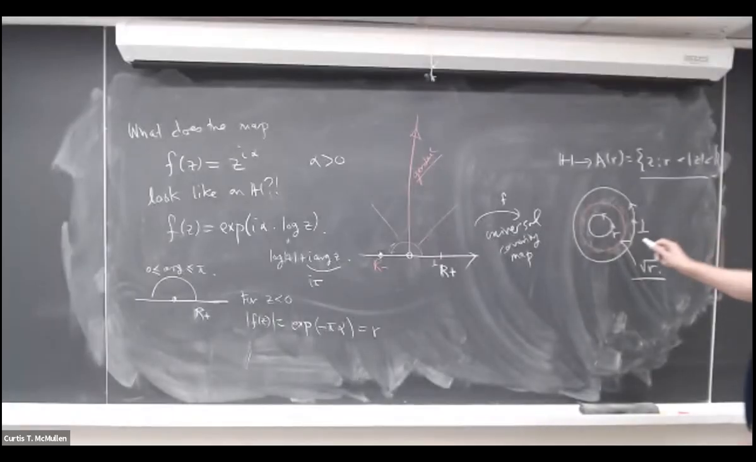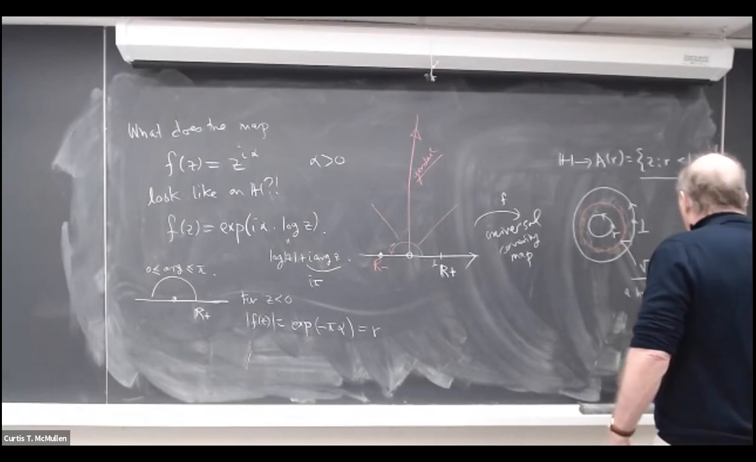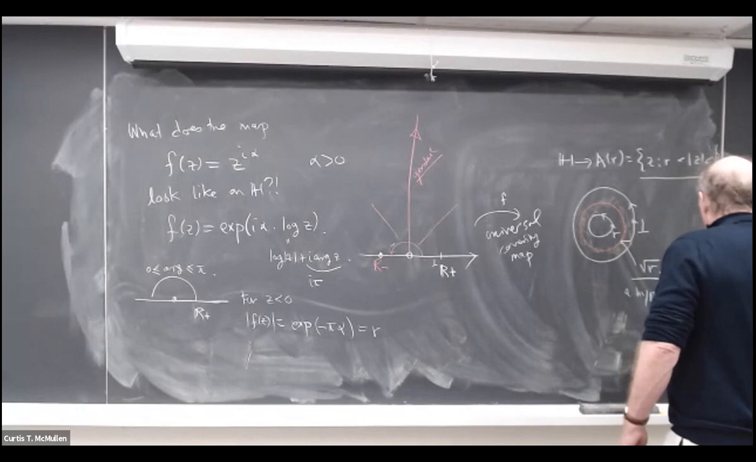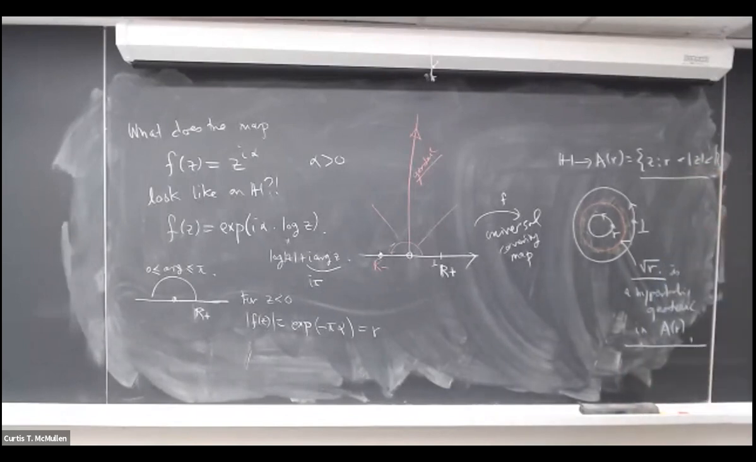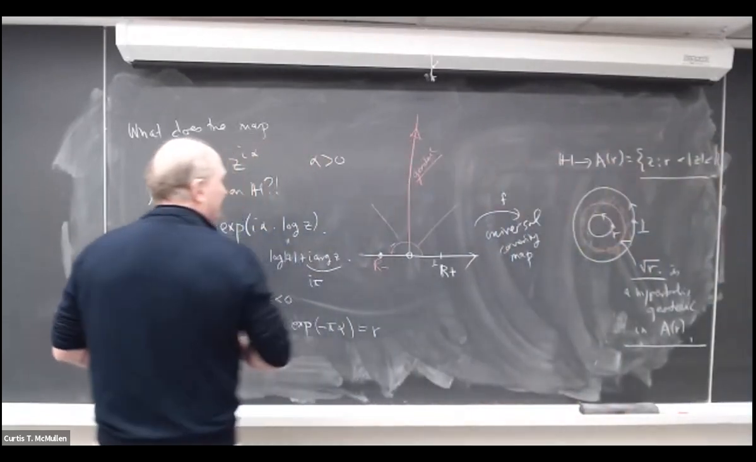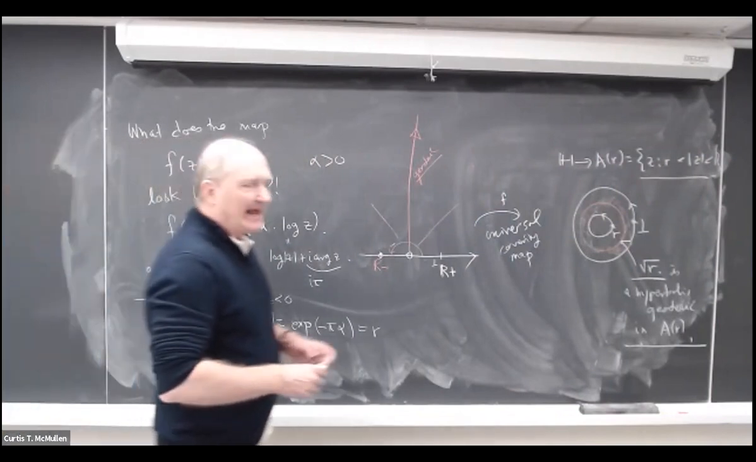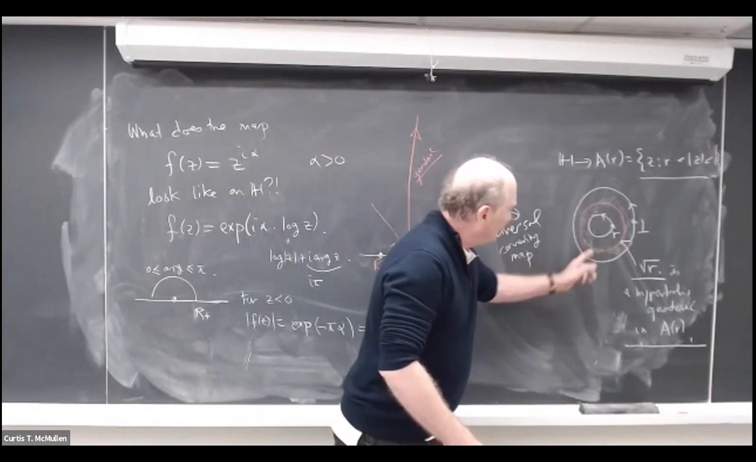And in fact, this circle of radius square root of r is a hyperbolic geodesic in the region A of r. So indeed, the fundamental group of this region is isomorphic to Z, and the non-trivial generator of its fundamental group is represented by a closed hyperbolic geodesic. And therefore, a conformal invariant of this annulus is the length of this geodesic.